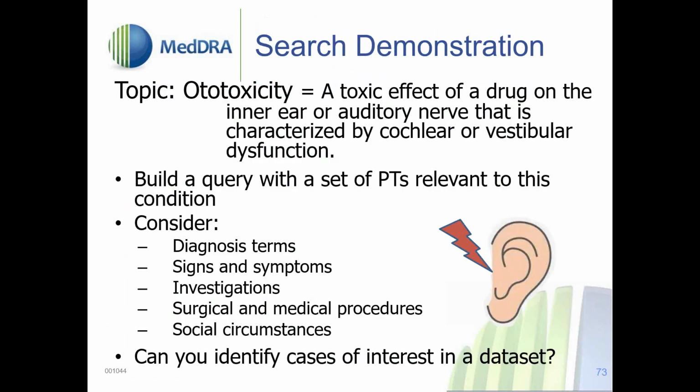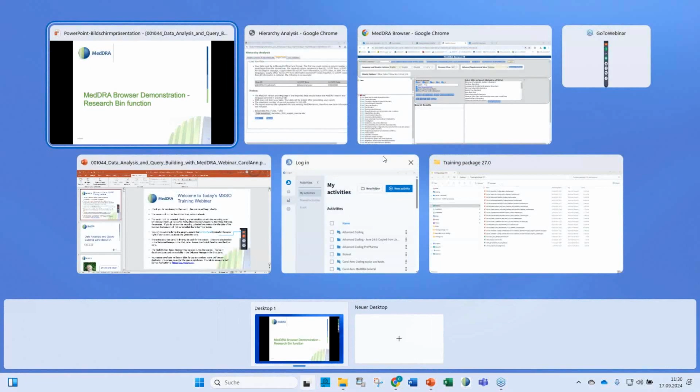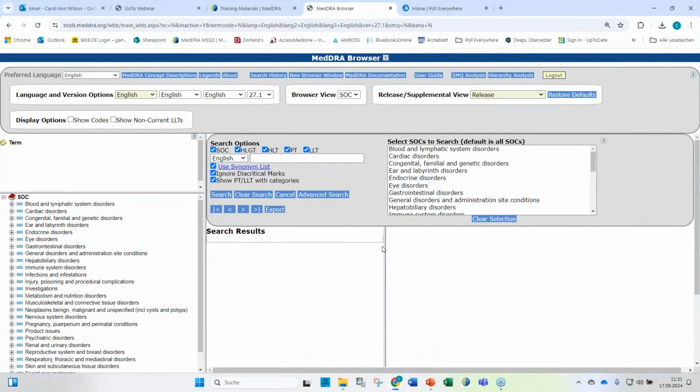Let us now build a query from scratch for the topic ototoxicity, meaning a toxic effect of a drug on the inner ear or auditory nerve that is characterized by cochlear and vestibular dysfunction. And we will be using one very useful feature of the MedDRA browser that I've mentioned before already when introducing these browsers, that is called Research Bin. We will consider diagnosis terms, signs and symptoms, investigations, surgical medical procedures, social circumstances, of course. Now let me switch to the browser again. Here we are, and start with building our query.